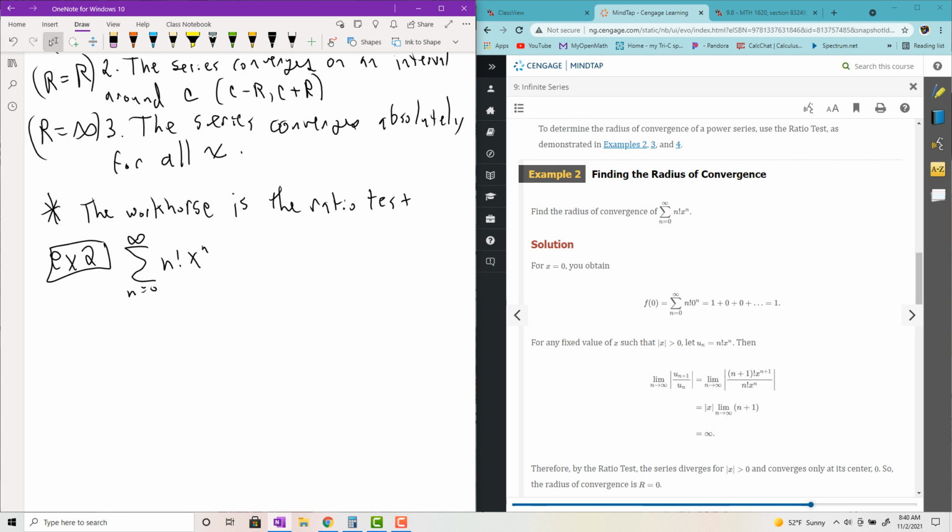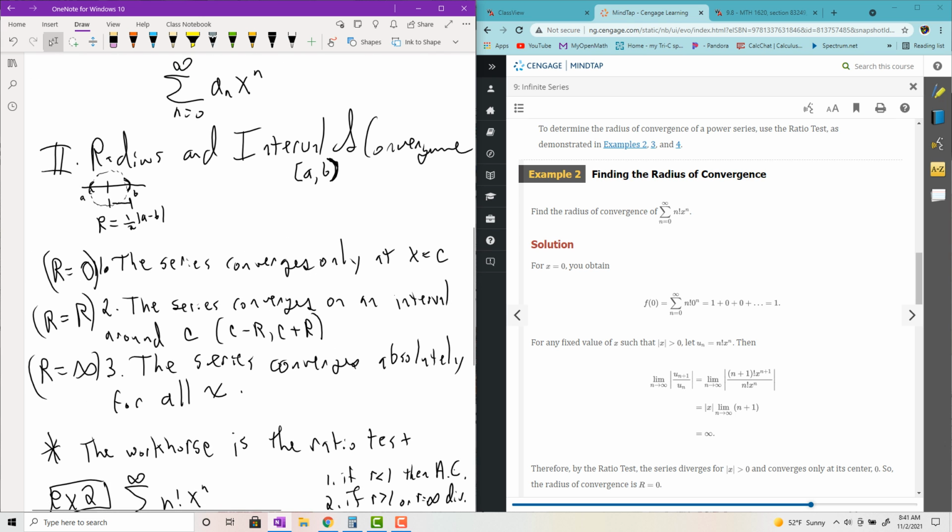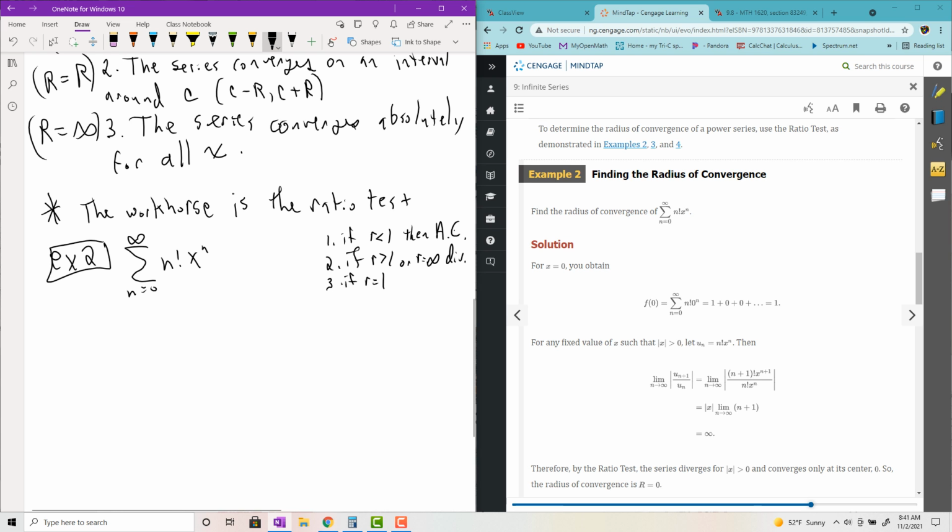Remember, the ratio test is based off this number r. First, if r is less than 1, then it's absolutely convergent. If r is greater than 1 or r equals infinity, then it's divergent. Thirdly, if r is equal to 1, then you have to try something else. That case will happen in the second case of the radii of convergence, when you have to figure out what the endpoints are. So if r equals 1, it's inconclusive, and you've got to try something else.